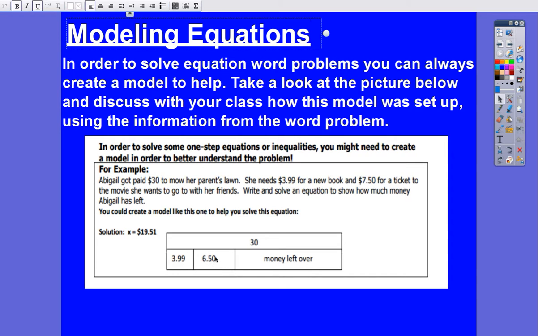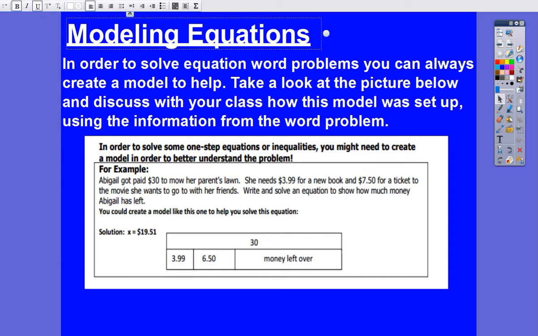And actually that $6.50 is wrong. That should be $7.50 because that's what it says in the problem. So that should be a $7.50. And they just need to understand that the way that they solve this is still the same. They just need to be able to relate it to a model.